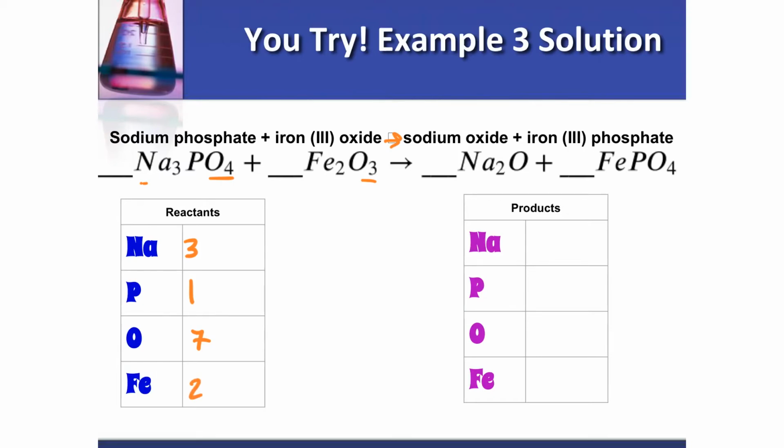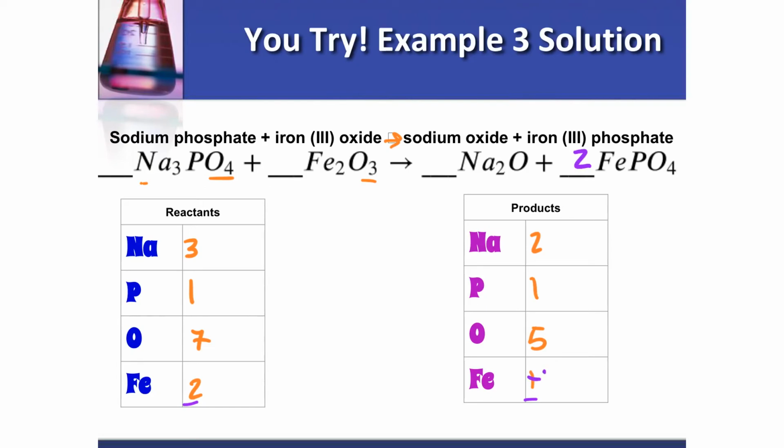On the product side, we have 2 sodiums, 1 phosphorus, 1 oxygen plus 4 oxygen, so we have 5 total oxygens, and we have 1 iron. Remember, we're going to save our oxygens balancing till last. And I'm going to start by balancing my irons. I'm balancing my irons because I know that it's super easy, 2 and 1, to just put a 2 here.